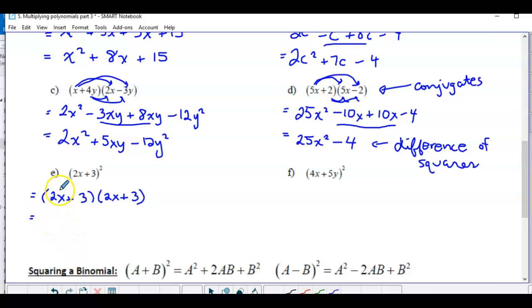So first together, it's going to be 4x squared. Then outside together is plus 6x. Inside together is plus 6x. And last together is plus 9. Okay, and now collect like terms.